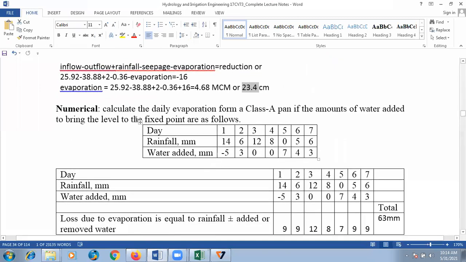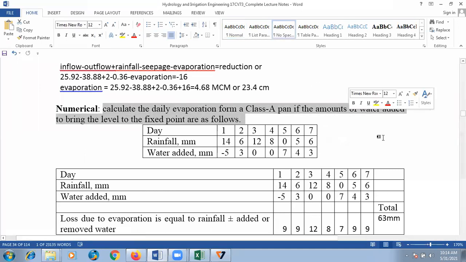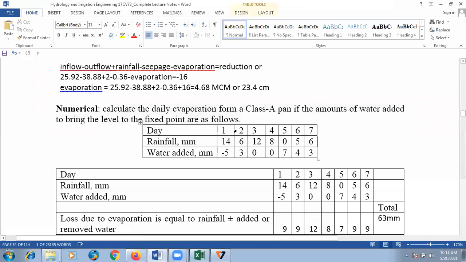Then, look here. Another example. Calculate the daily operation from class K pan if the amounts of water added to bring the level to the fixed point are as follows. So days in a week are mentioned in numbers 1, 2 up to 7. Rainfall in millimeters is suggested 14, 6, 12, 8, etc. Water added is suggested, but one of the values is shown negative, which should indicate that it is removal. Any negative value should be assumed as removal.